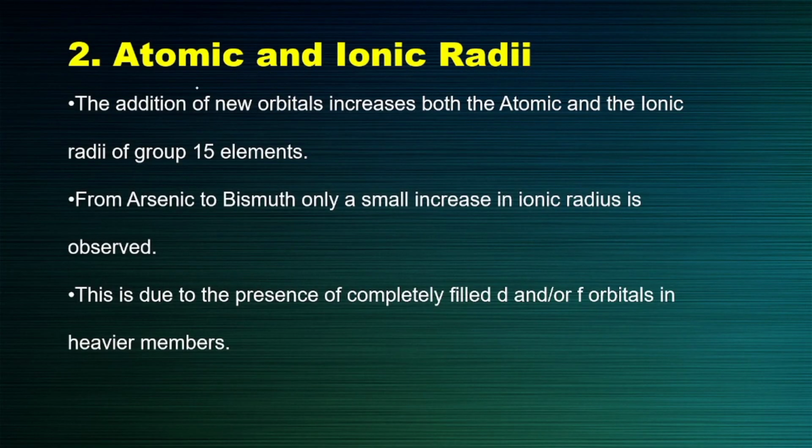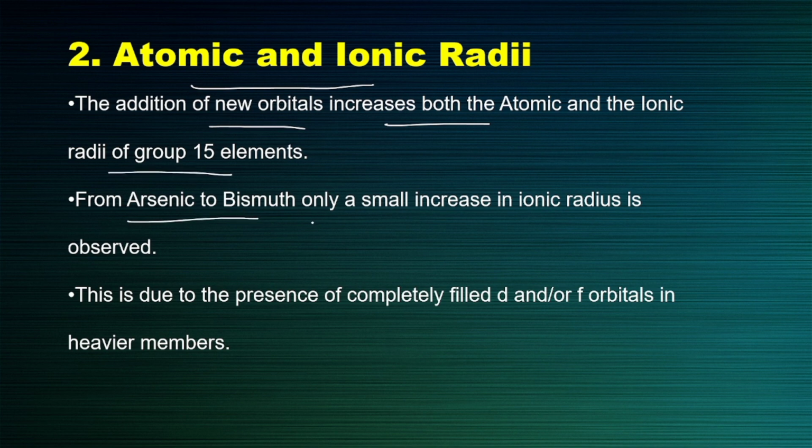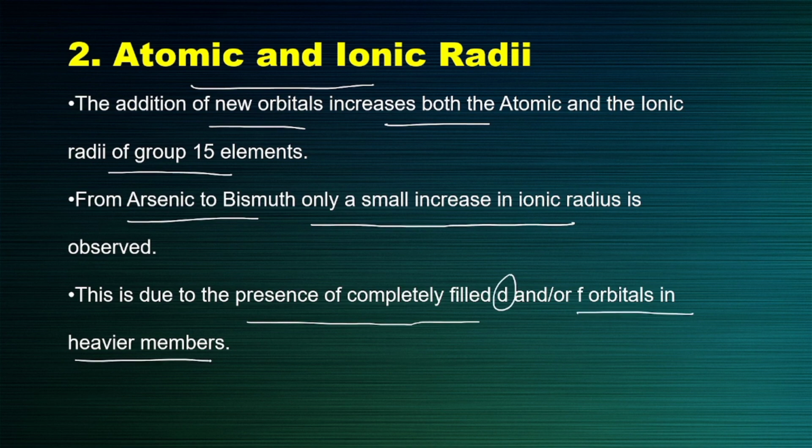The second property is atomic and ionic radii. The addition of new orbitals increases both the atomic and ionic radii of group 15 elements. From arsenic to bismuth, there is only a small increase in ionic radius. It is because of the presence of completely filled d or f orbitals in heavier members.